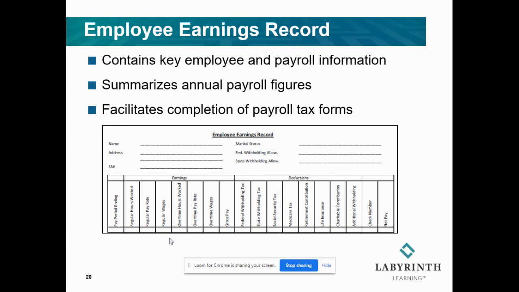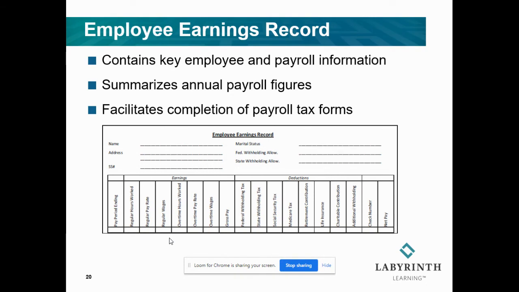So lastly, we have the employee earnings record. This contains all of the key employee and payroll information. This is something I'll have you fill out in the Chapter 1 assignment. There will be a few examples there. Also keep in mind the employee earnings record is something you'll be doing in the payroll project. So try to focus on this assignment here.